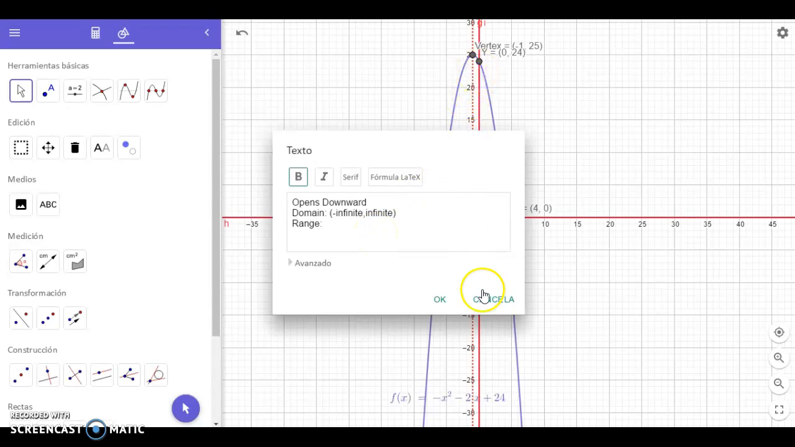Range, as you can see, it goes downward, all the way down. So the range is infinite because it never ends, minus infinite since it's down from 0, minus infinite to 25, since that's where the line tops, the vertex, and it is equal to 25. Okay, so that's it.